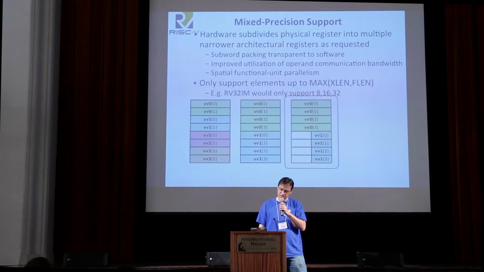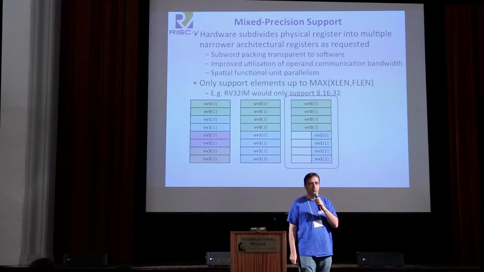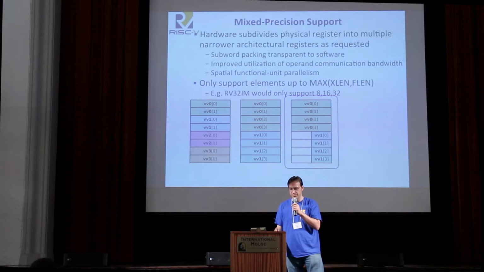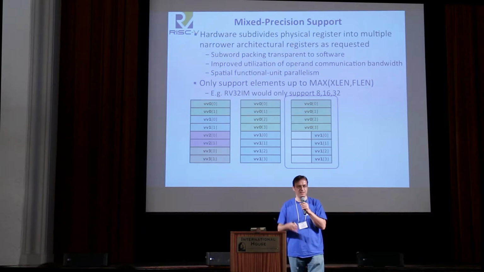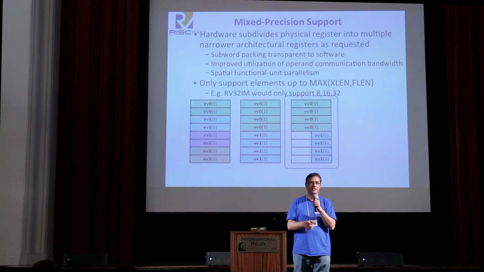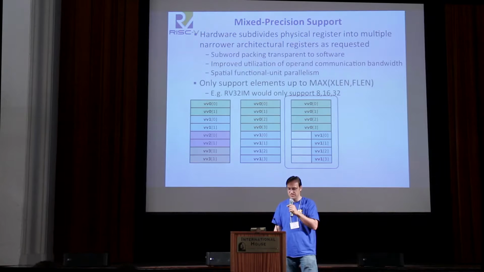But it goes even further than that. We have mixed precision support. In a lot of applications, you have different precisions of the data operands. We can subdivide the physical register into multiple narrow registers as requested. You can say how many 8-bit, 16-bit, 32-bit, 64-bit, 128-bit width registers you need. For each register, you say how many bits you need.